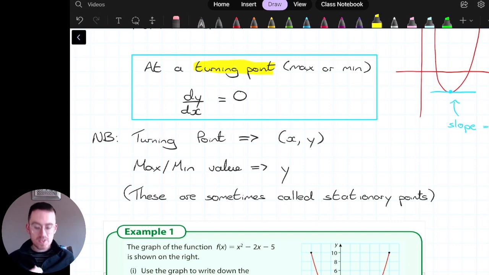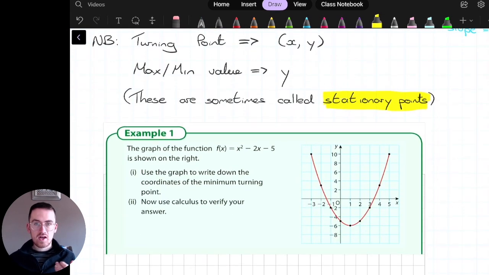And another point as well is that these turning points are sometimes called stationary points. Okay, so again, a few different names for the same kind of thing. So maximum and minimum are examples of turning points, also called stationary points. So if we're asked to find stationary points, or if we're asked to find turning points, we know what we're looking for. So let's see what this looks like in action.